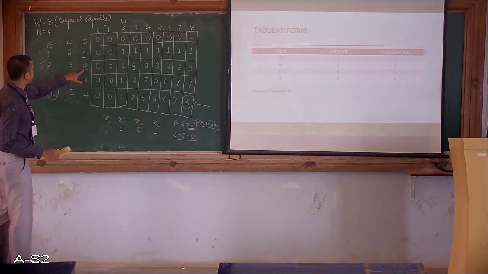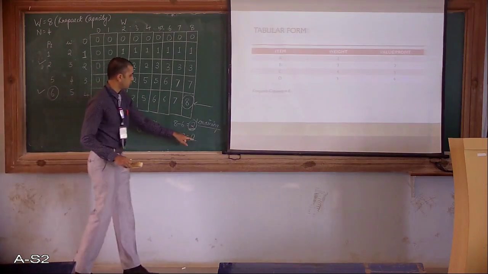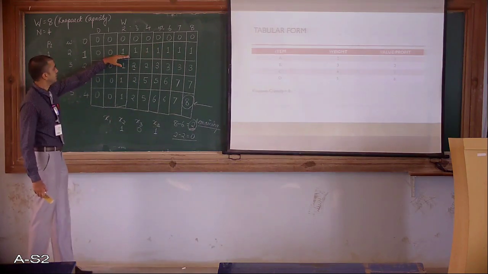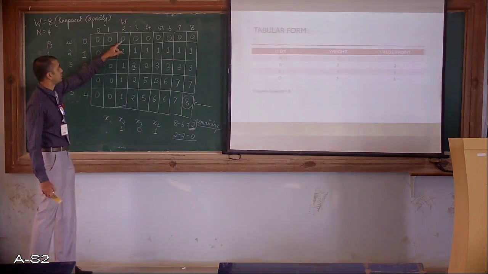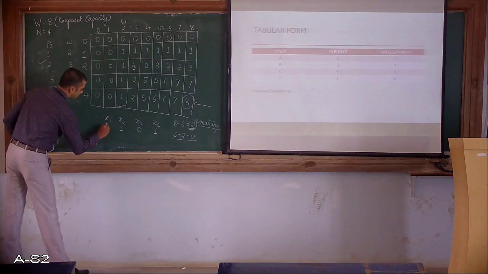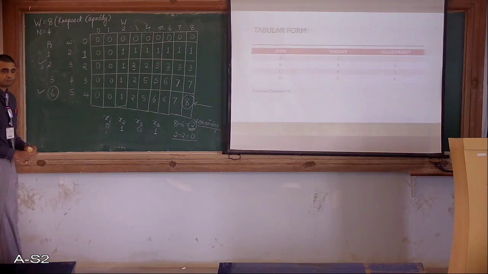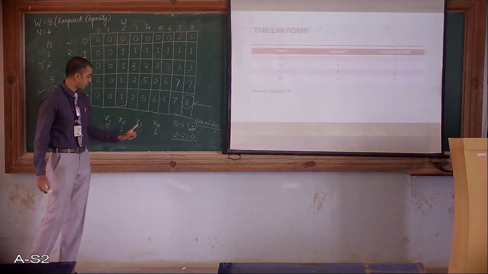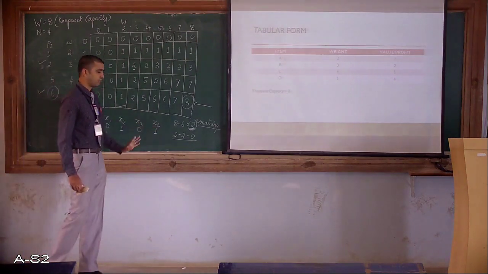What is the profit associated with object number 2? 2. So 2 minus 2, 0. Is 0 present in the previous row? Yes, which means I have not got 0 by including the first object. So exclude the first object. So which are the objects included? Object 2 and object 4.